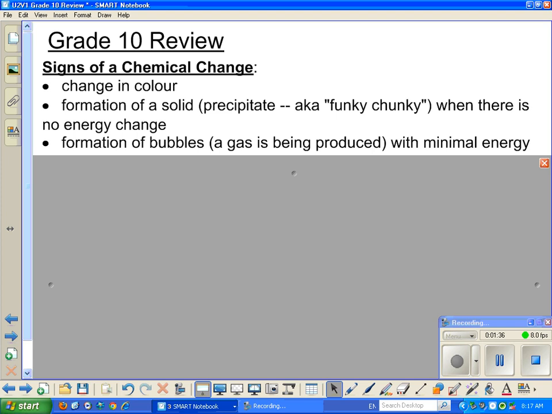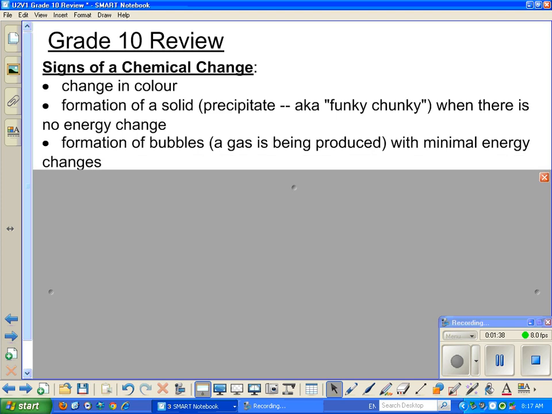You can also see formation of bubbles. In other words, a gas is being produced, and there's a minimal energy change associated with the formation of those bubbles, so they're happening just at room temperature. So this is not like taking water and getting it to a roaring boil on a stove and seeing bubbles. That's not an example of a chemical change. This is the result of a new substance being produced, so not just water vapor in the case of our boiling example, but some other type of gas.